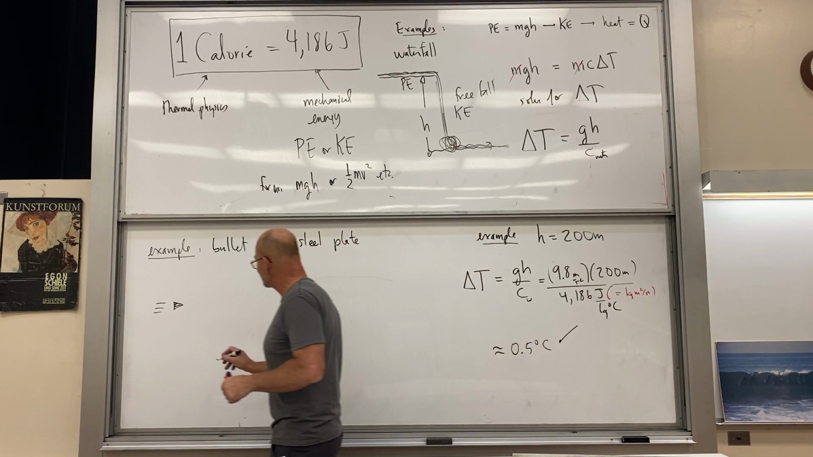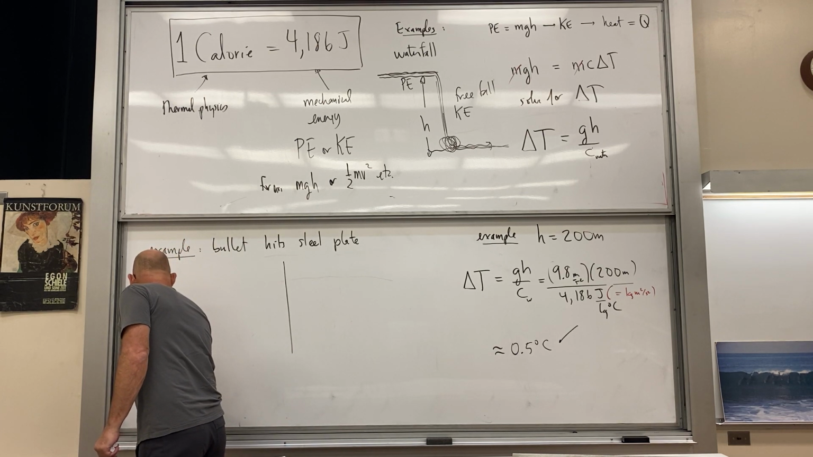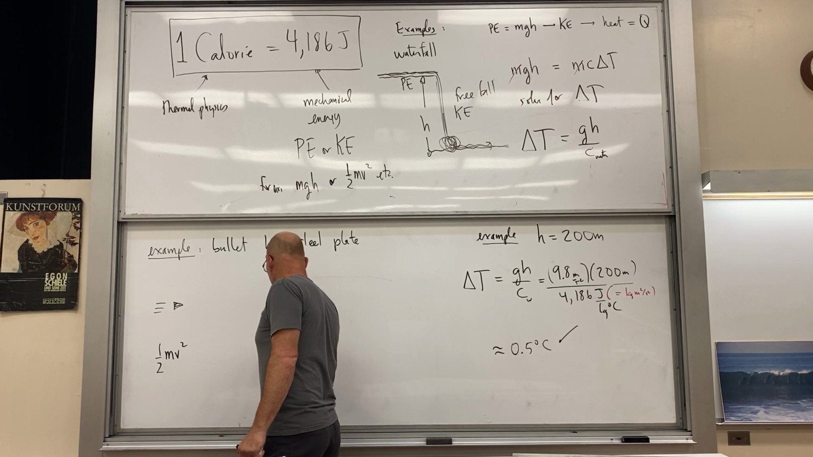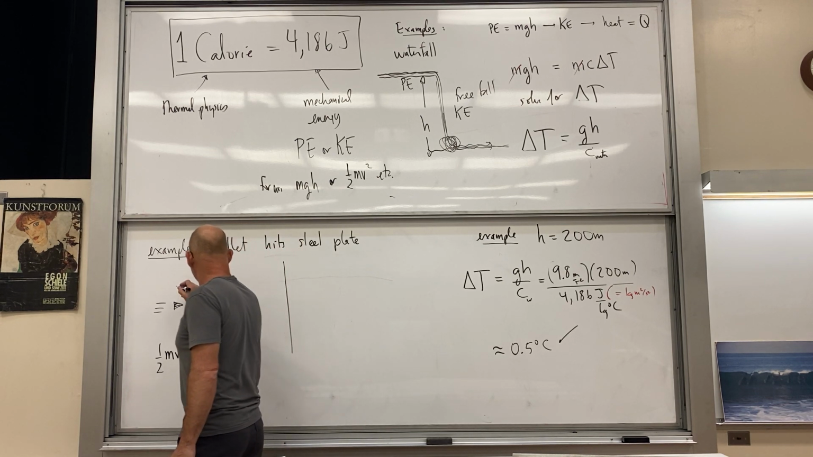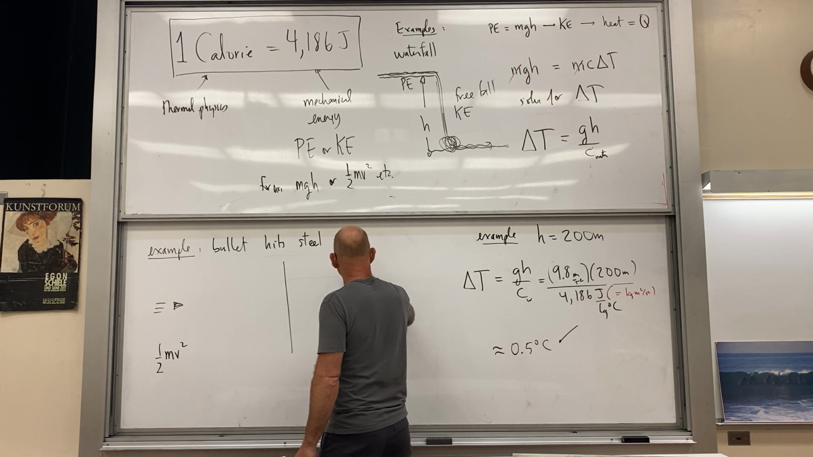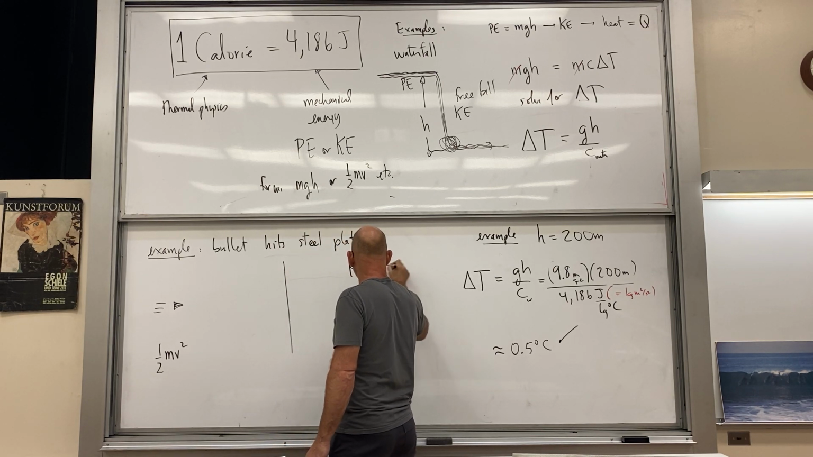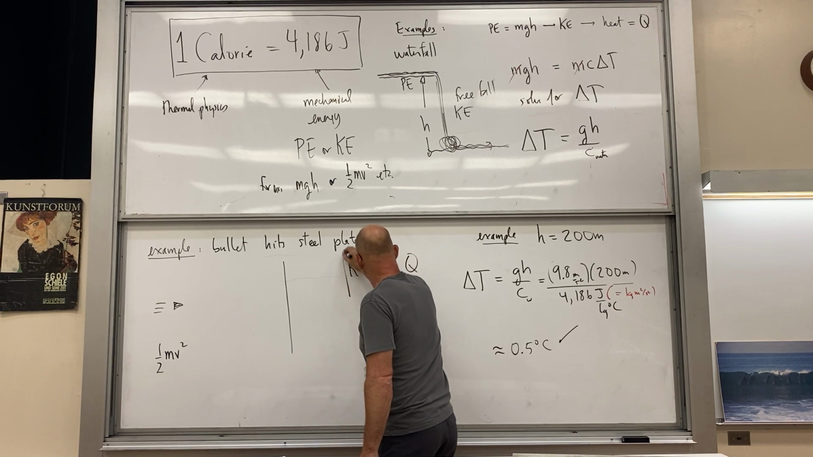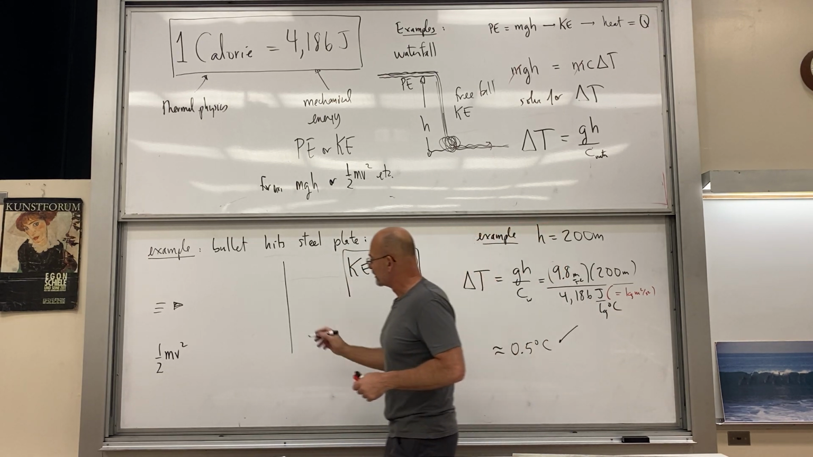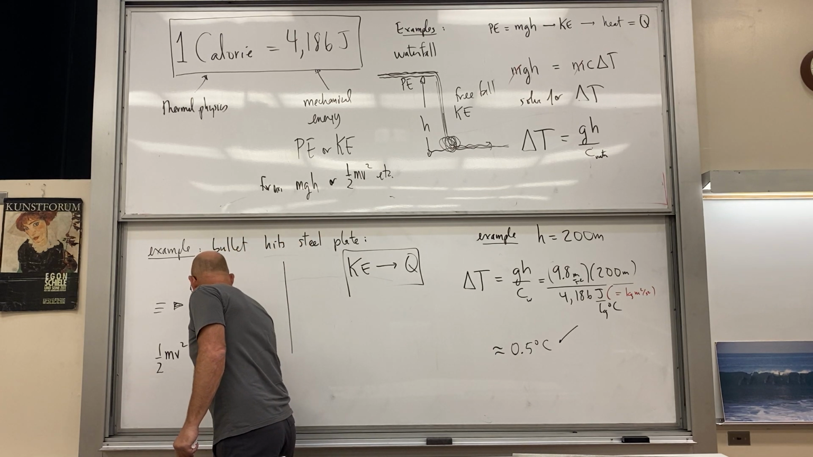And here we have 1/2 mv squared. So bullet hits steel plate. Kinetic energy is converted to heat. So there's our symbolic equation. Kinetic energy is converted to heat. So in that case, again, mc delta T.